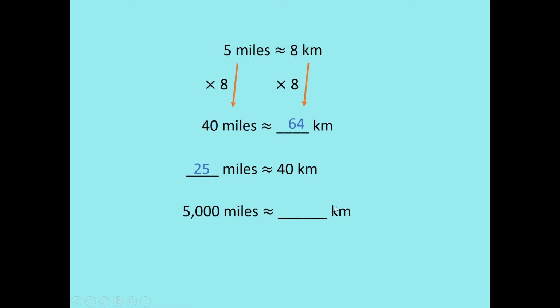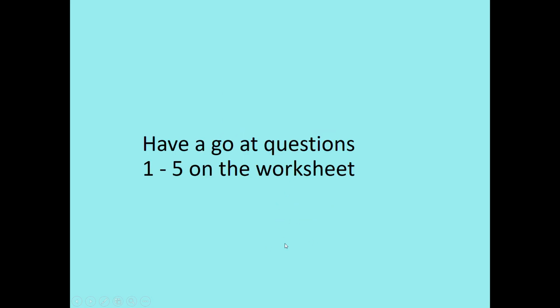And how many kilometres here? Have a think about that. Well, to find out what my miles are, I've multiplied 5 miles by 1,000. So I also need to multiply 8 kilometres by the same amount, which is 1,000, which will leave me with 8,000 kilometres. Okay, have a go at questions 1 to 5 on the worksheet and pause this video. And when you're ready, come back and listen to the end, please.